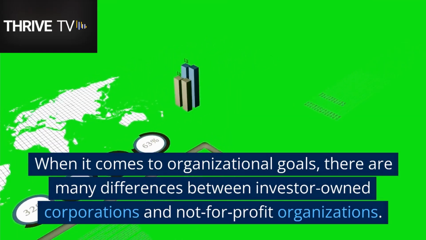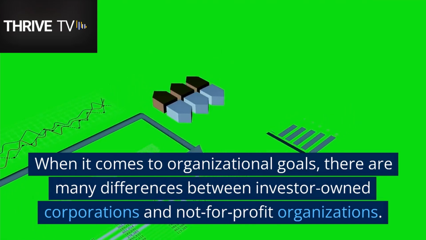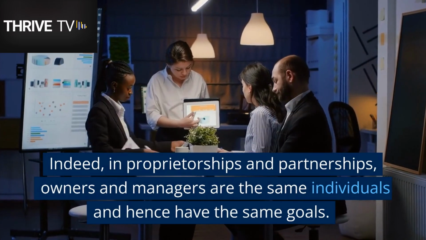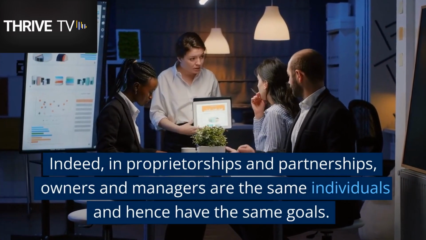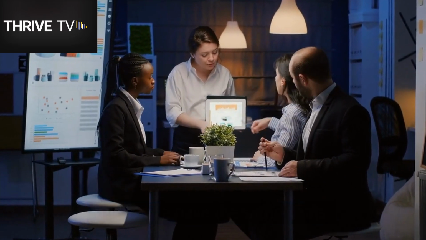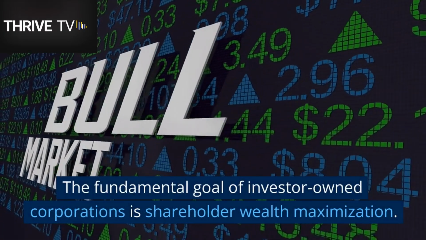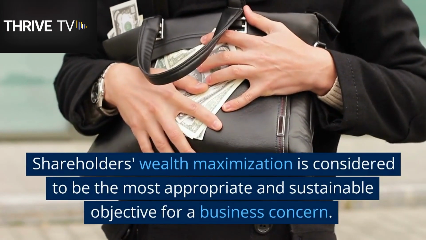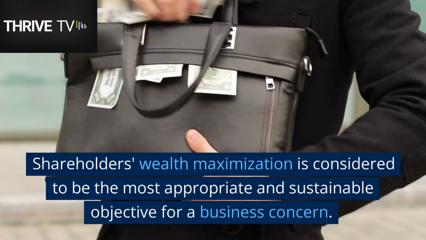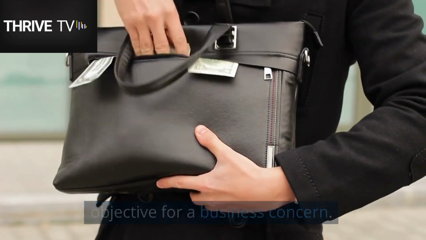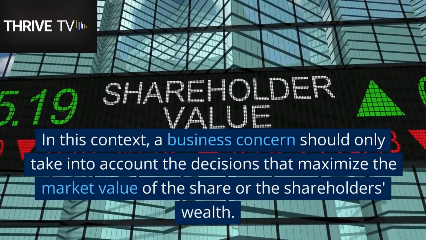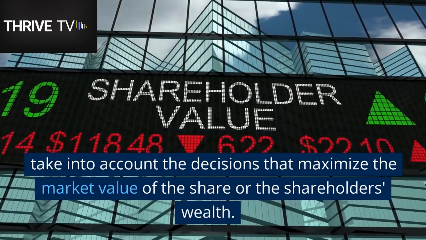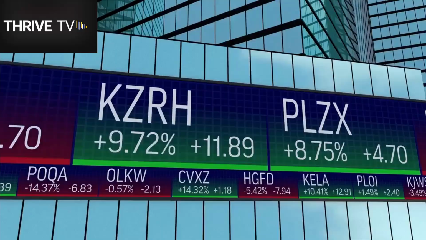When it comes to organizational goals, there are many differences between investor owned corporations and not for profit organizations. Indeed, in proprietorships and partnerships, owners and managers are the same individuals and hence they have the same goals. The fundamental goal of investor owned corporations is shareholder wealth maximization. Shareholders' wealth maximization is considered to be the most appropriate and sustainable objective for a business concern. In this context, the business concern should only take into account the decisions that maximize the market value of the share or the shareholder's wealth.